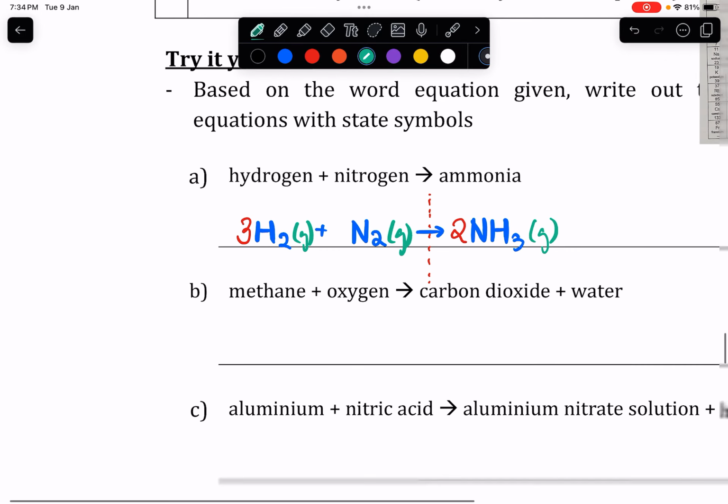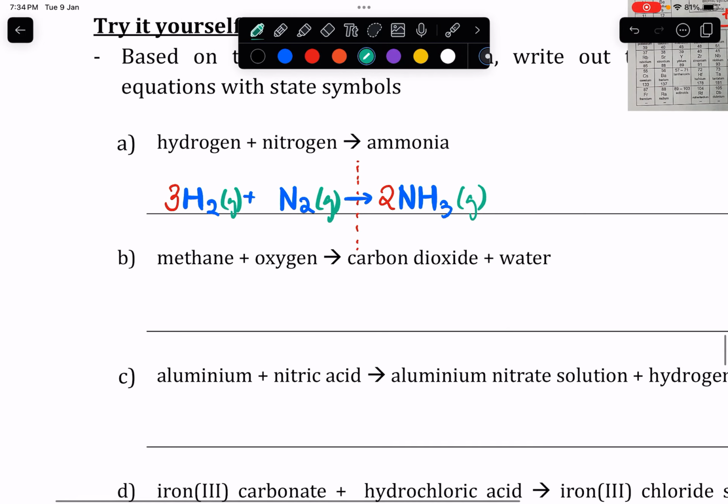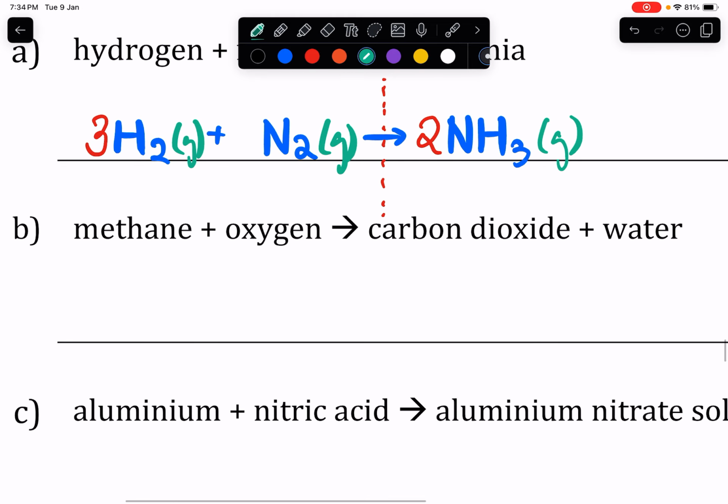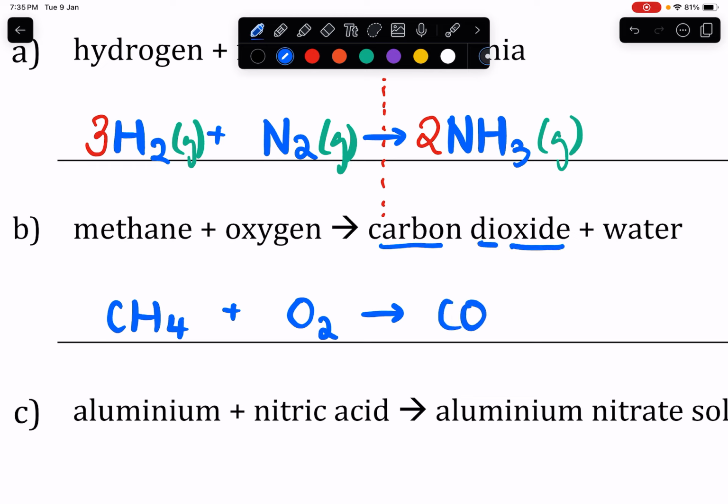So this is straightforward. Next, we have a combustion reaction. Methane plus oxygen gives me carbon dioxide and water. So there are more formulas that you have to memorize here. Methane is CH4. Oxygen is a diatomic molecule, so it's O2. Carbon dioxide, carbon with 2 oxygen, so it's CO2. And water, which you need to memorize, H2O.